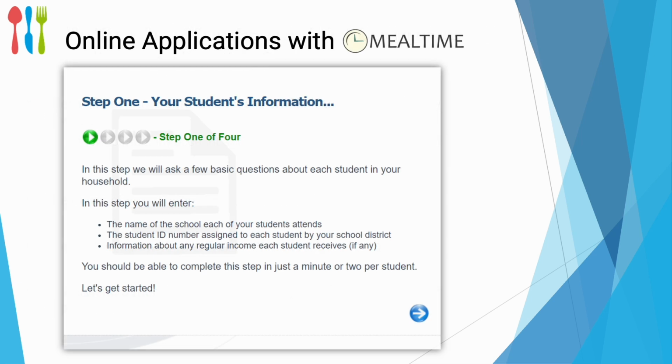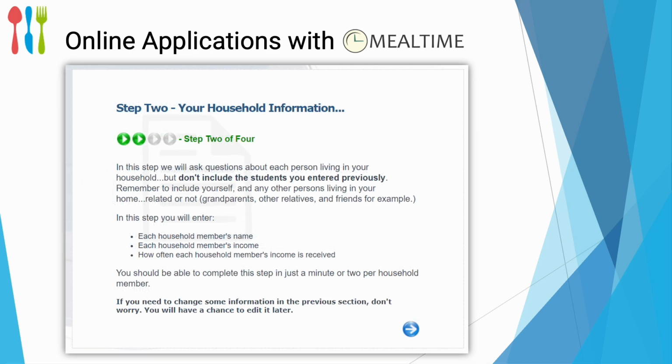The way this works is there's basically a few steps. They need to put in student information. So it starts with, this kind of matches the paper application. So step 1 is listing all the students. And if they attend the school, they'll need to include that student ID number. Then next they'll list their household information. So all the household members, their income, and the frequency of that income. They'll be able to list all of that just like they would on a paper application.